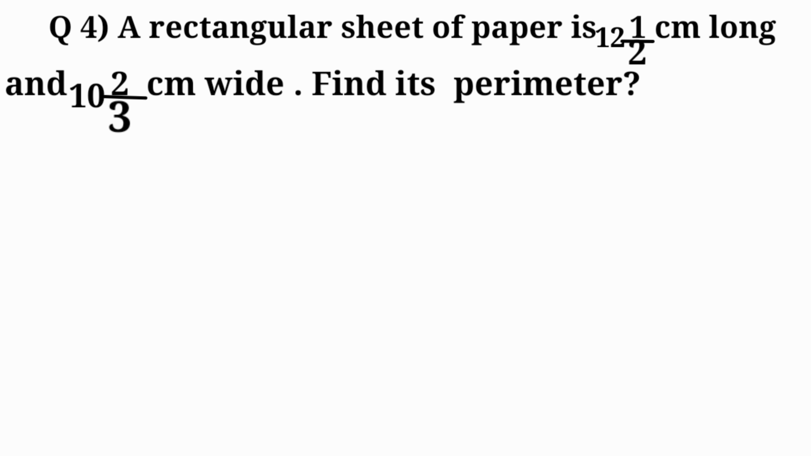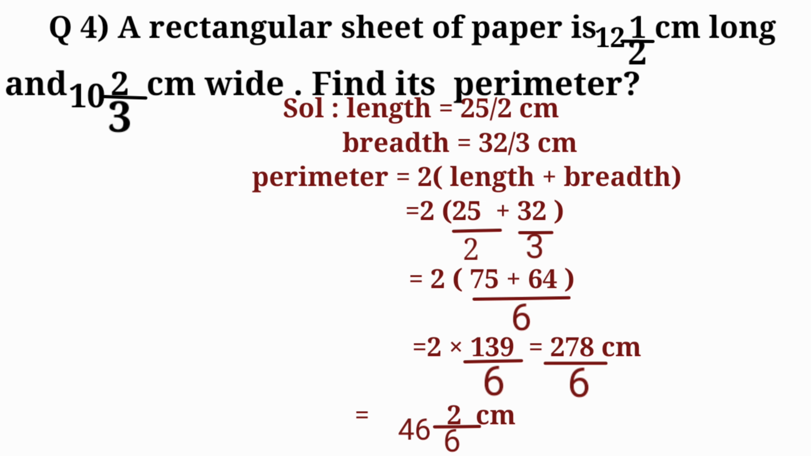Find its perimeter. So students, we have a rectangle whose length is 12 1 by 2 centimeter. It is in mixed fraction, so let's convert it into an improper fraction. 12 2s are 24 plus 1, 25 upon 2 centimeter. And breadth we have 10 2 by 3 centimeter, that is 10 3s are 30 and plus 2, 32 divided by 3 centimeter. For this rectangular sheet we have to find out the perimeter.